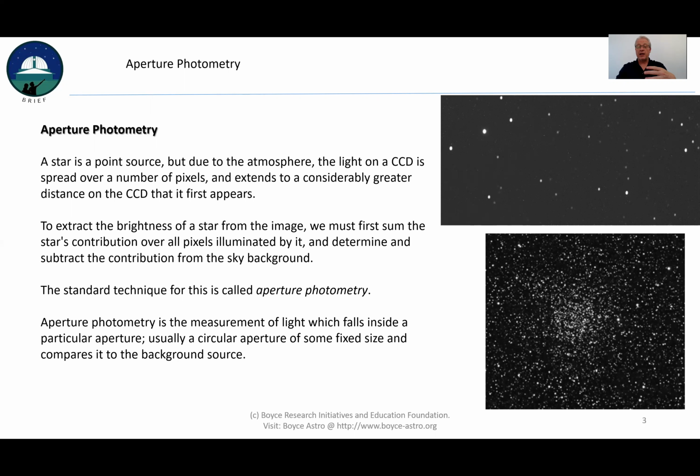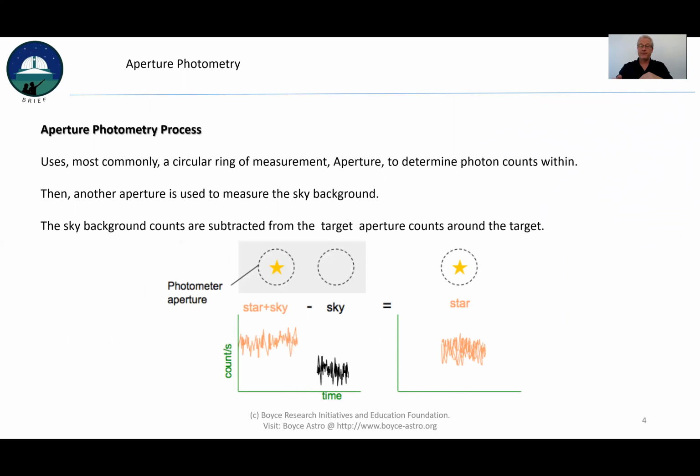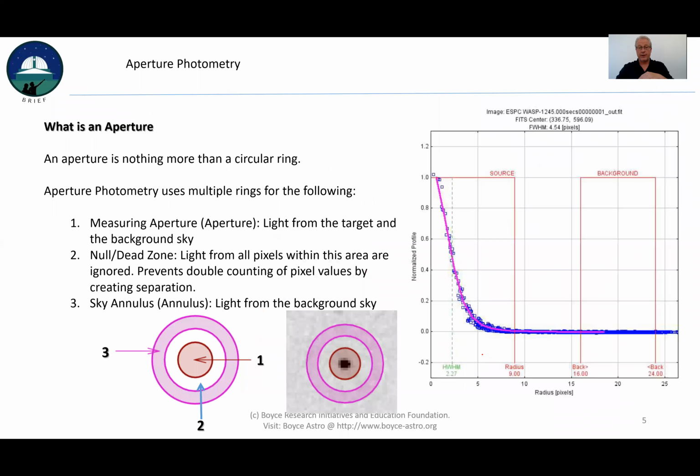So this is the measurement of light which falls inside of a particular aperture, usually circular, can be otherwise, and compares it to a background source. So here's the process. Most commonly we have a circle, and we place this circle, the aperture, over a star. And if you notice there, the star has some of the sky background in it. It has the star itself and background. Then we have another aperture that measures just the sky. We then subtract these two, and we are left with just the star value. So the star and the sky minus the sky equals the star, and that is the fundamentals of aperture photometry.